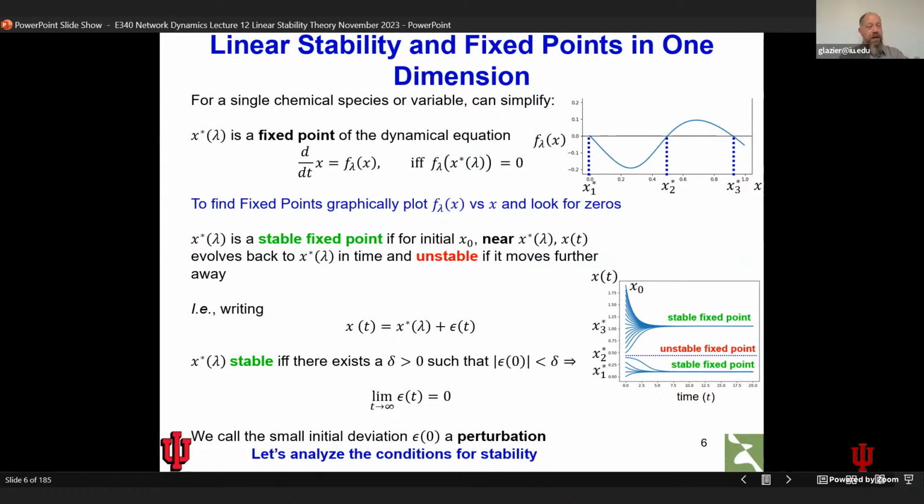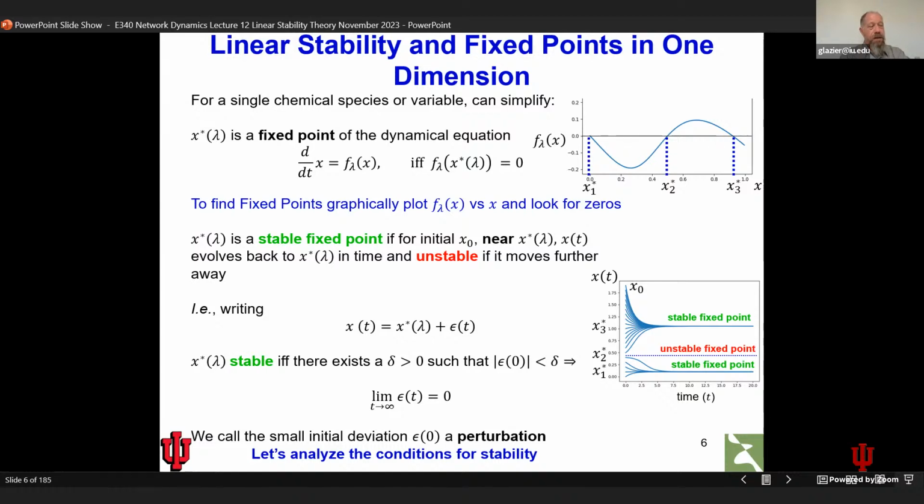I've written f of x versus x. And anytime f of x crosses the 0 line, we have a fixed point. And so in the picture I've shown here, we have 3 fixed points, one at 0, one at a half, and one at 0.9 something or other. So from a graphical point of view, this is pretty straightforward. I plot f of x, and any place f of x is 0, I have a fixed point.